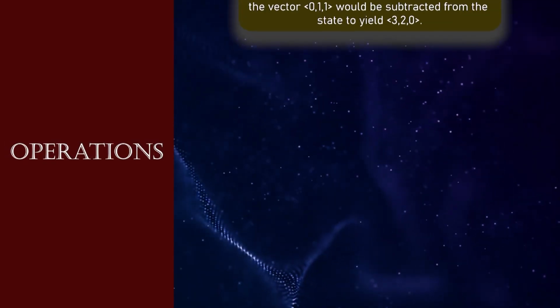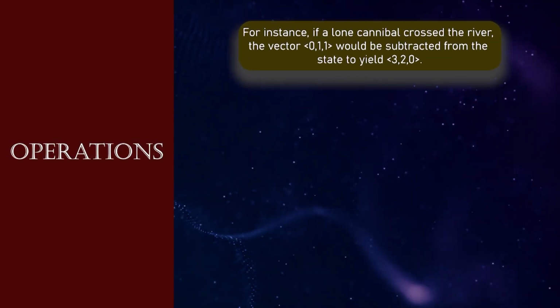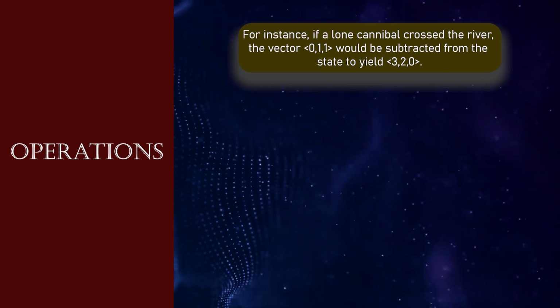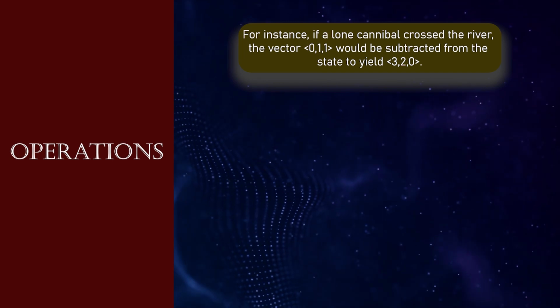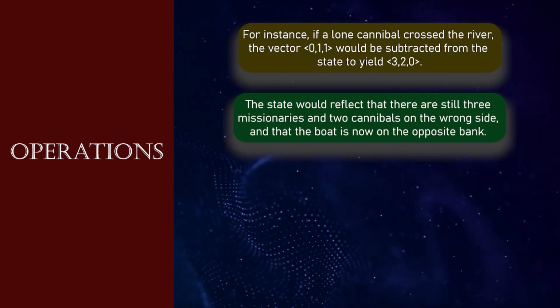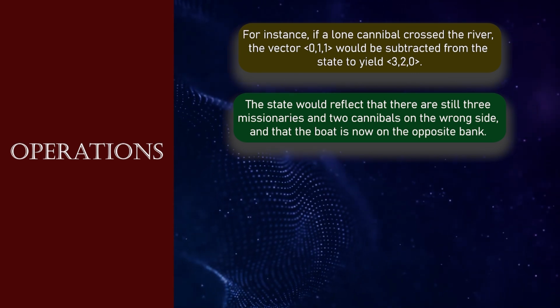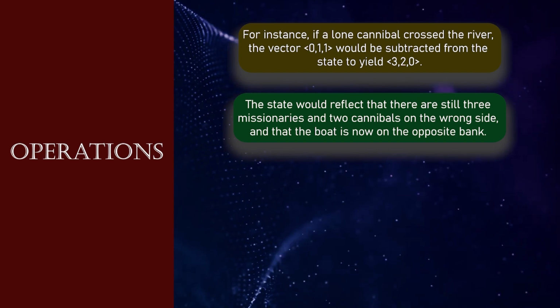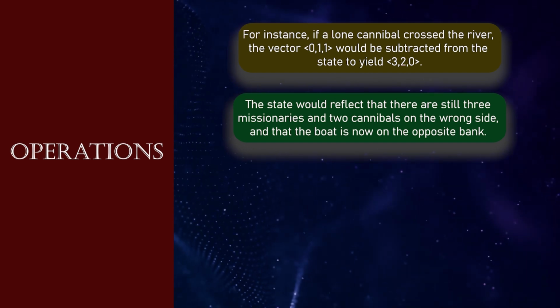Actions are represented using vector subtraction or addition to manipulate the state vector. For instance, if a lone cannibal crosses the river, the vector 0, 1, 1 would be subtracted from the state to yield 3, 2, 0. The state would reflect that there are still 3 missionaries and 2 cannibals on the wrong side, and that the boat is now on the opposite bank.